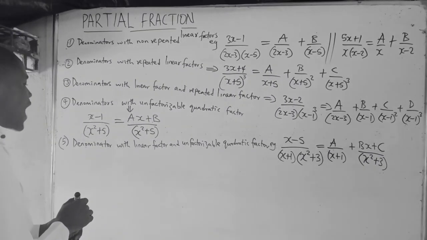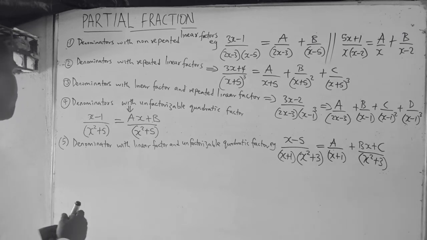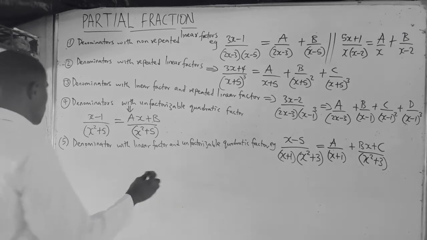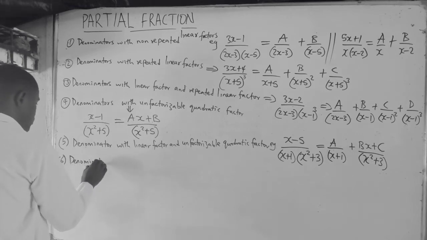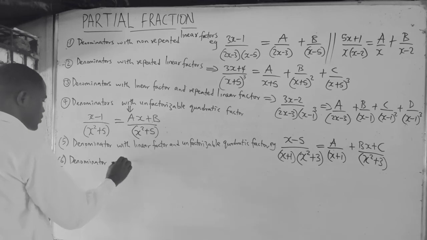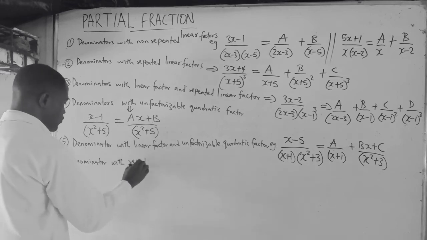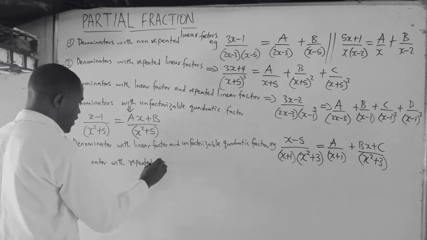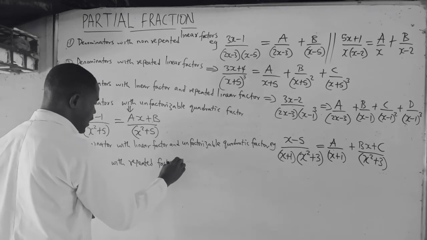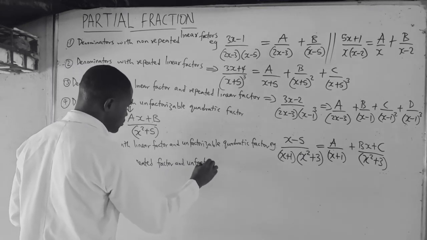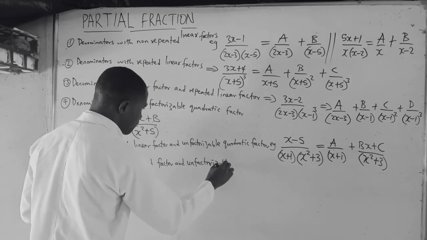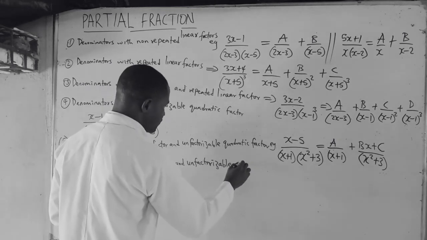Then what if we have a denominator with a repeated factor and an unfactorizable quadratic factor?